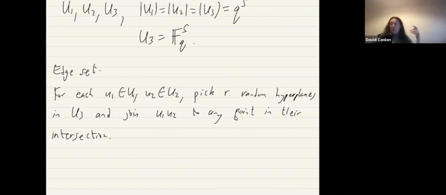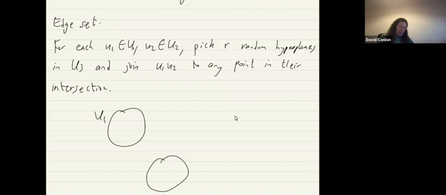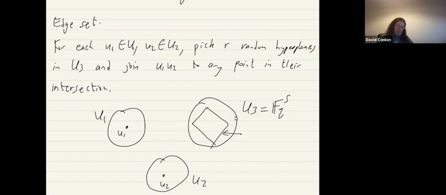So essentially, I'm taking a linear subspace of codimension R. So for each U1 and U2, I take a linear subspace of codimension R and I connect U1 and U2 to everything in that linear subspace. So I have my set U1, I have my set U2, and I have my set U3, which is now a copy of F_Q to the S. And for each U1 and U2 here, I connect them to a linear subspace over here. So this is sort of a hyperplane corresponding to U1 and U2.